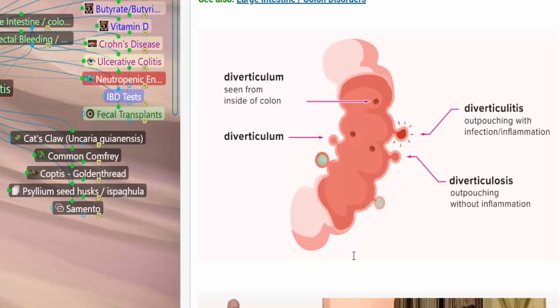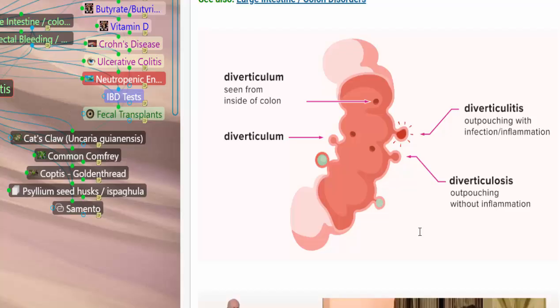This is an illustration of the colon, and we see here diverticulum, and it's pointing to this, which is a view from inside the colon. On the outside, we see this little pouch called a diverticulum. It's not supposed to be there, but they can develop, especially as we age. And if it gets infected, we get diverticulitis. Diverticulosis is that little outpouching without inflammation, okay?